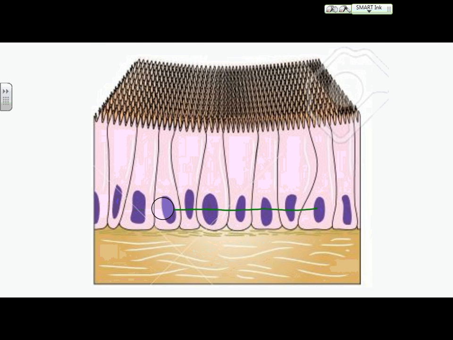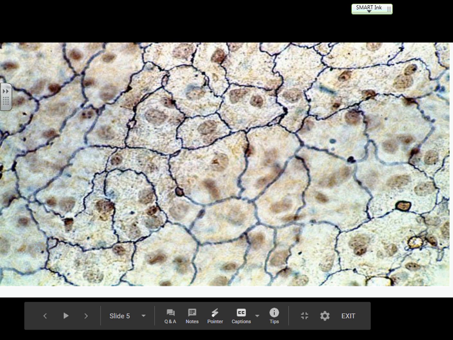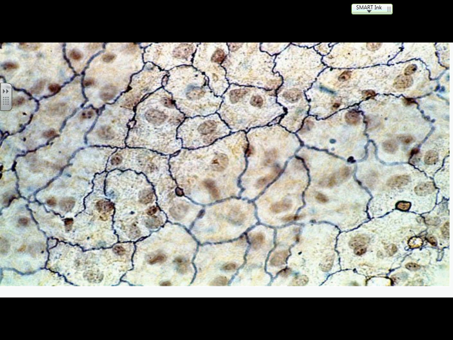And number 4. Okay, this is tough. Top-down view of, this is number 4, right? Number 4, this is actually simple squamous. One of the ways they describe that in the top down is that it looks like fried eggs. So if you see something that looks like fried eggs, it's simple squamous.